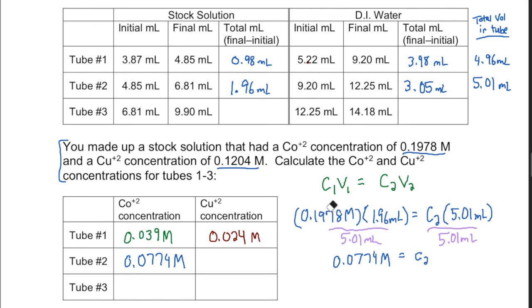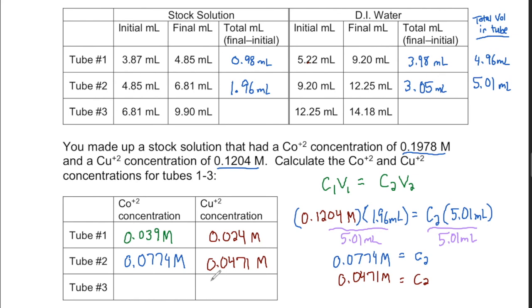The stock solution also has copper in it, and so the volumes are the same. Diluting tube 2, we're using the same volumes for the stock solution, which has both cobalt and copper, but the concentration we start with is different for copper. Starting with a copper concentration of 0.1204 molar in our stock solution, and doing that dilution, the C2 for copper ends up being 0.0471 molar.